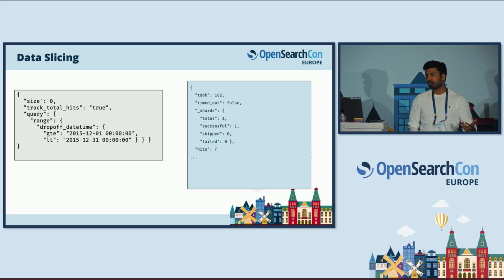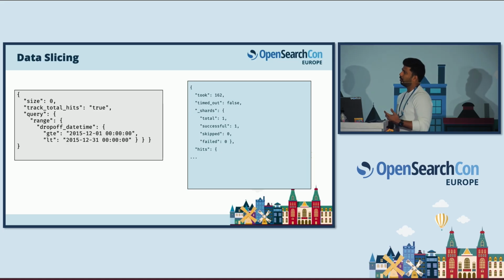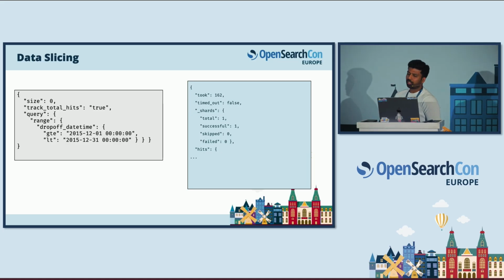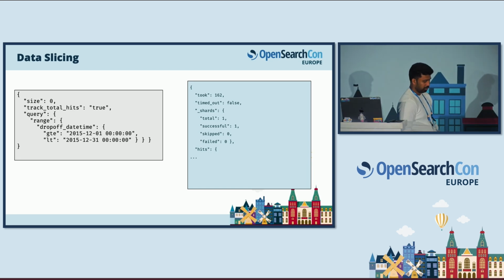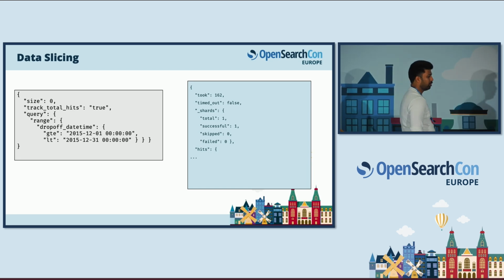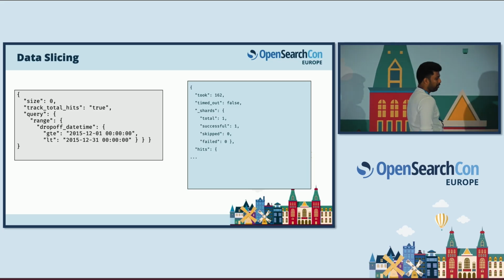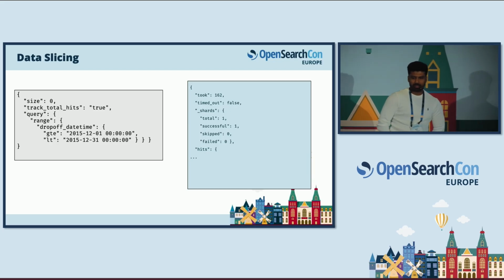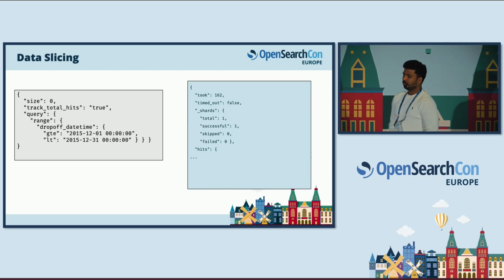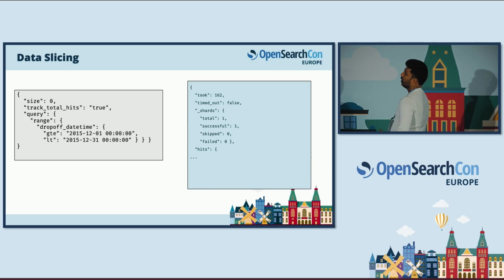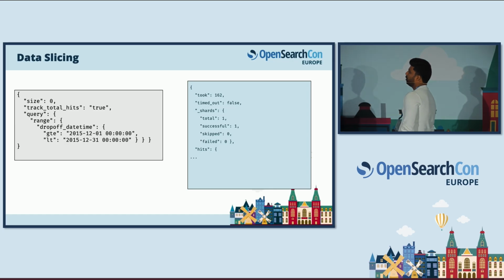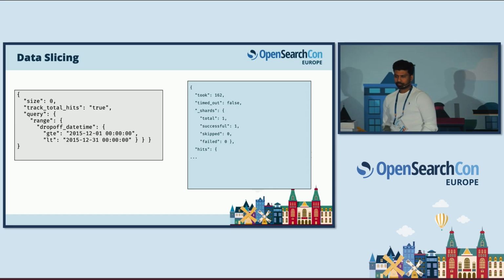When I say size 0, essentially I don't want any raw documents. I just want the number of documents. And that's why I said track total hits to true. So now you can see here that the took time dramatically reduced. So here you can see the took time is about 162 milliseconds. And if we were to even repeat this operation for 12 months, this will be close to 2 seconds, which is already a very significant improvement over 7 seconds.